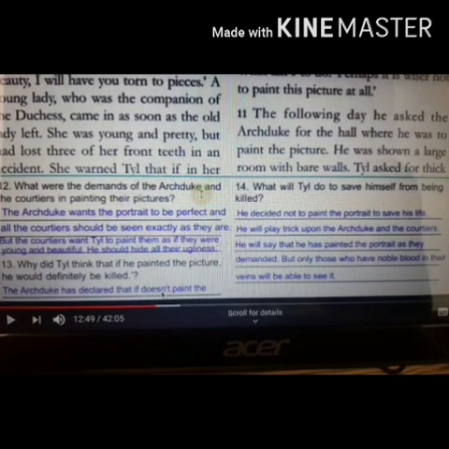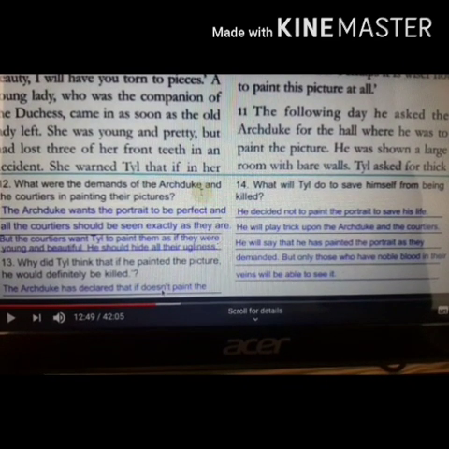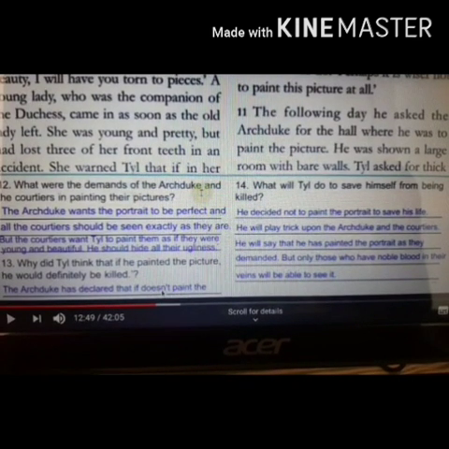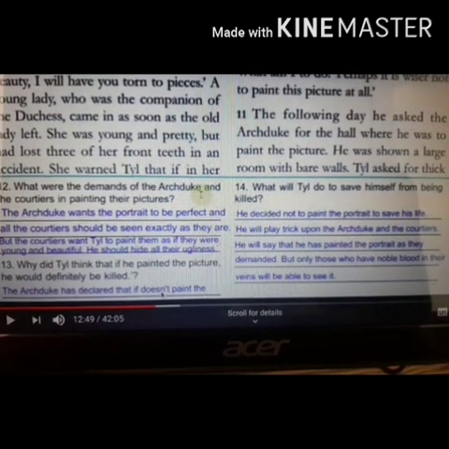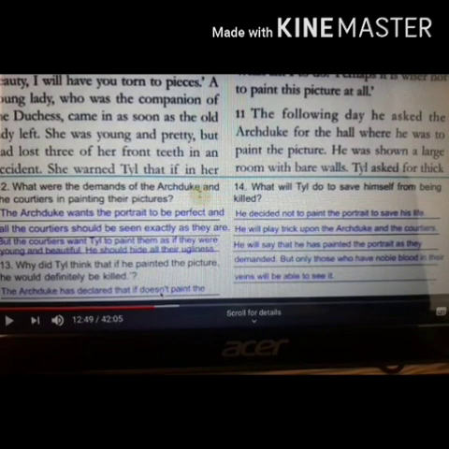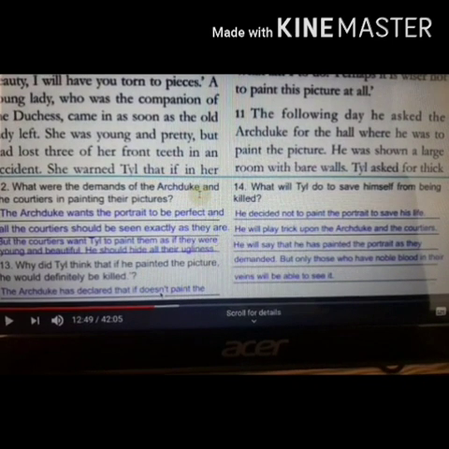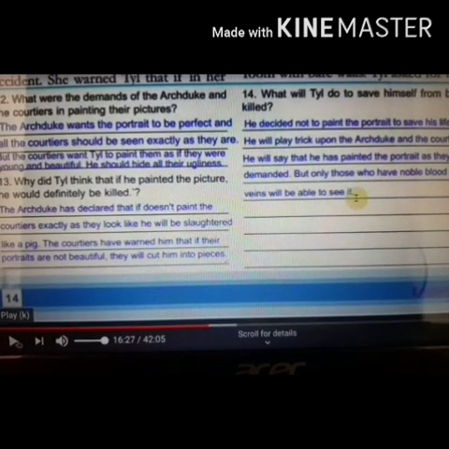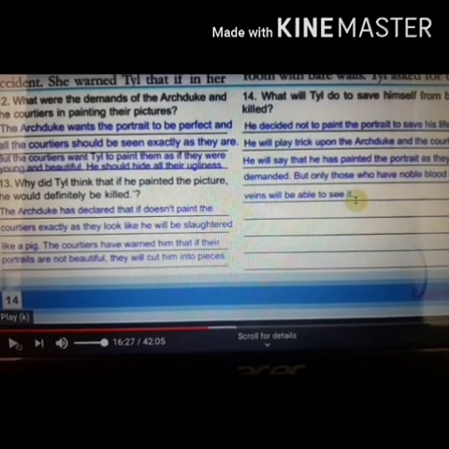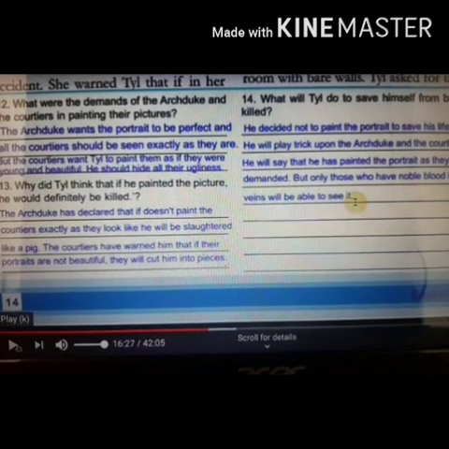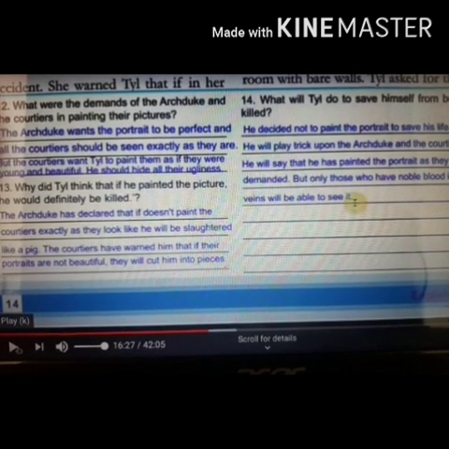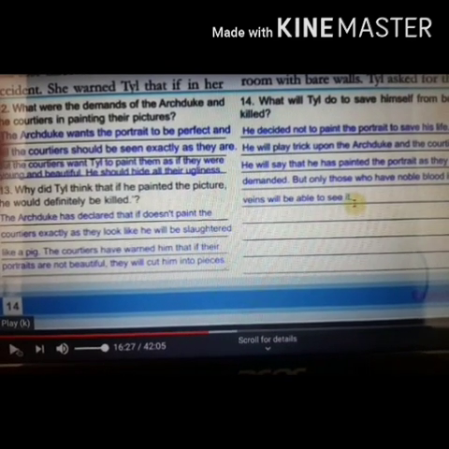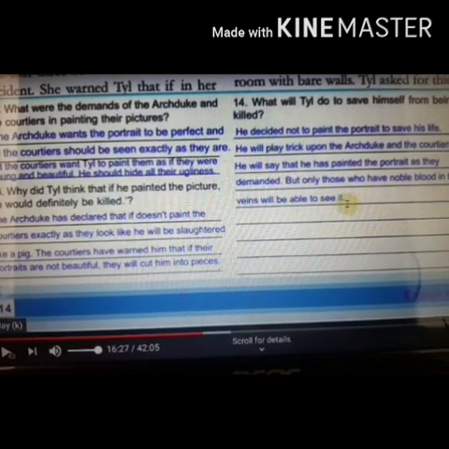Question number 13. Why did Till think that if he painted the picture, he would definitely be killed? Answer. The Archduke has declared that if Till does not paint them exactly as they look, he will be slaughtered like a pig. The courtiers have warned him that if their portraits are not beautiful, they will cut him into pieces.